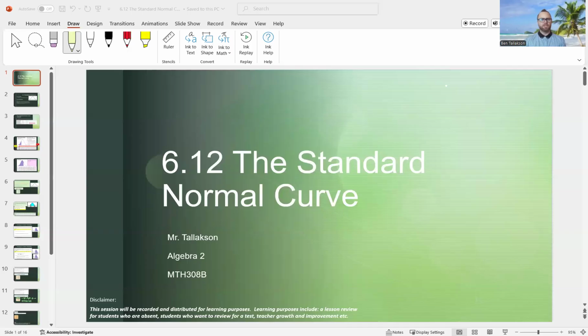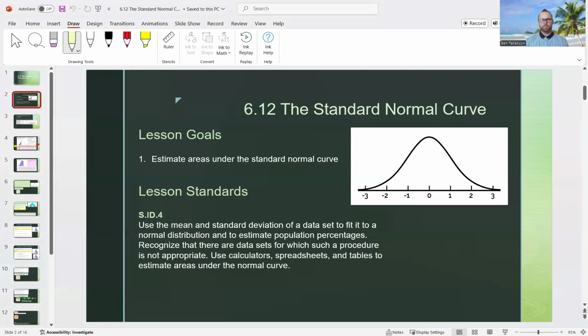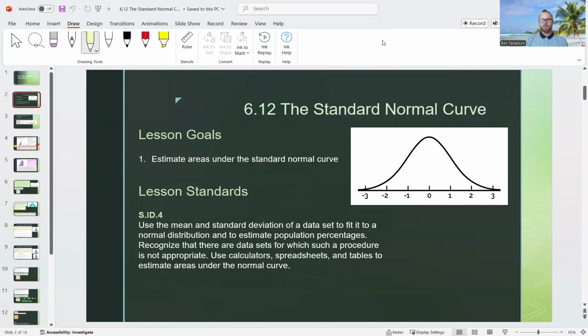Today we're going to learn about the standard normal curve. Our goal: estimate areas under the standard normal curve. We've learned about finding areas in the past, and what are they related to? Think back. When you find the area, you're also finding something else. Do you remember what it is? The probability. So area is the same as probability. In other words, how likely is something to happen?